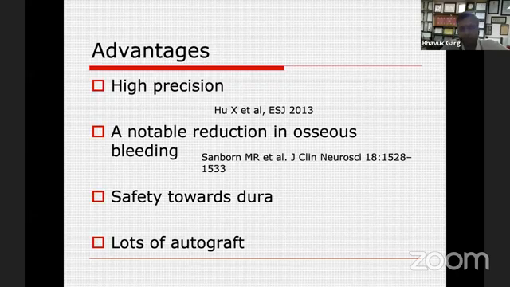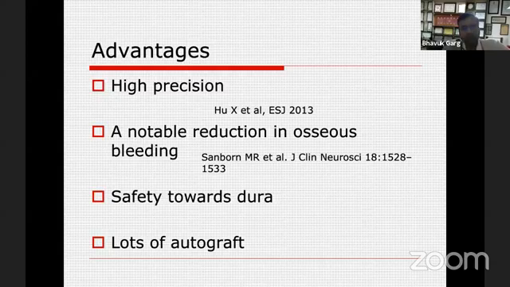You can cut the bone in any shape, whatever shape you want. So your osteotomies can be precise. You can measure the perfect angle. There is ample literature now that there's a notable reduction in the osseous bleeding because it coagulates the small venules at the surface of the bone. Obviously, there is a safety towards the dura, which we just discussed.